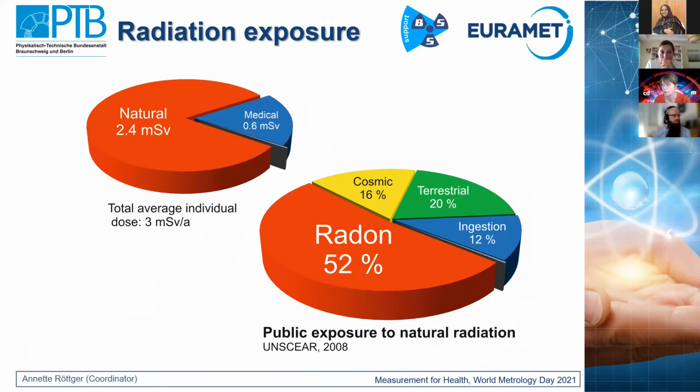Let's take a look at what radiation exposure is like. We have normally an average dose of about 3 millisieverts per year. The main contribution is a natural part, but the medical part is growing. So for today, if we are talking about medical applications, then we have to think always about radiation protection.